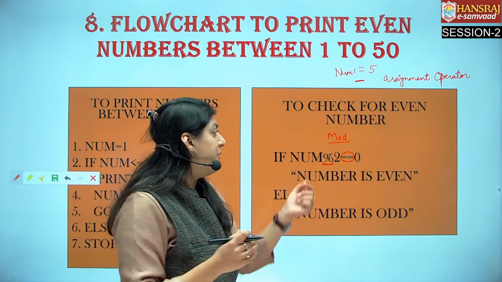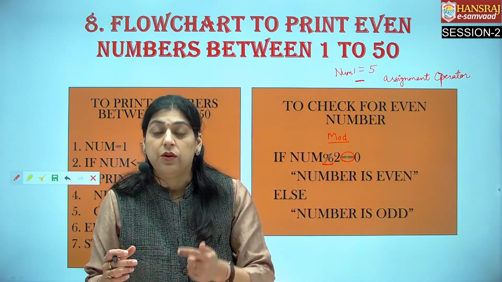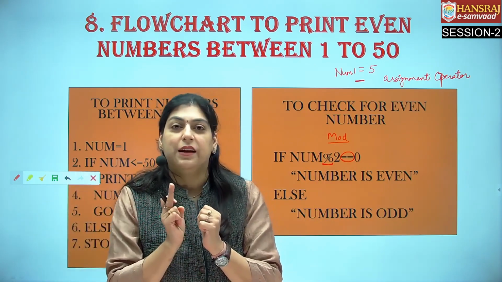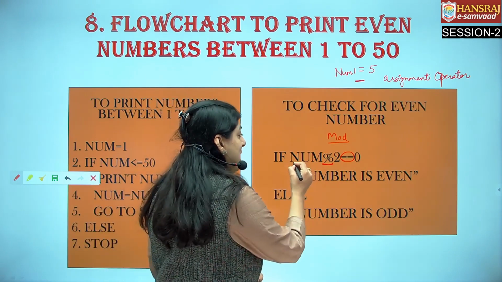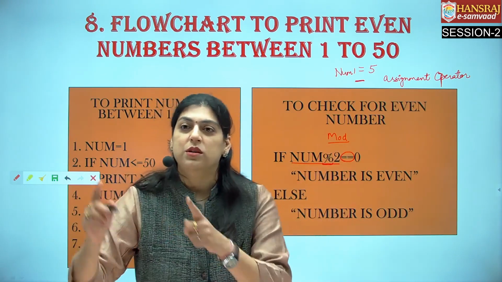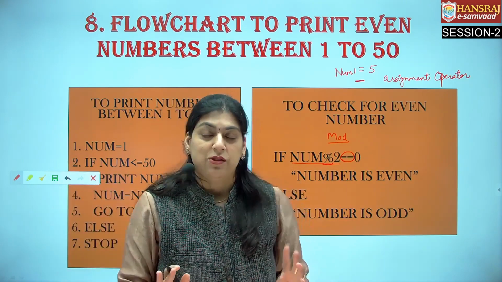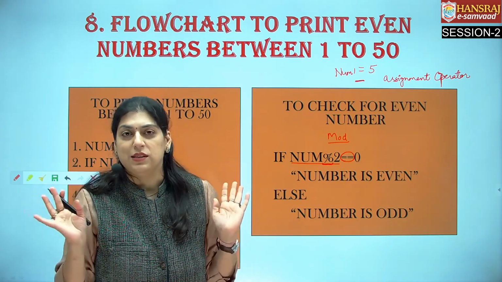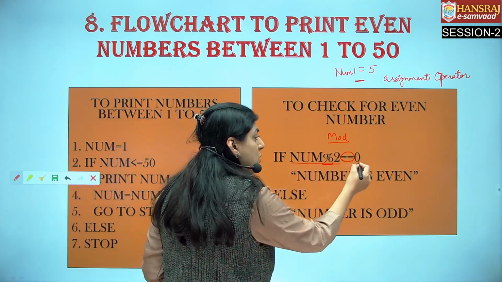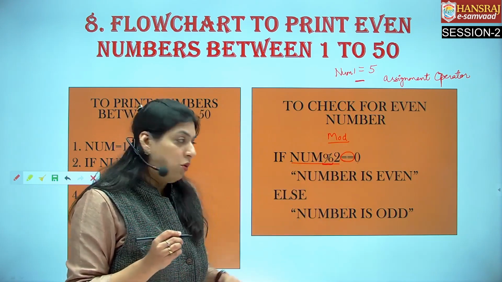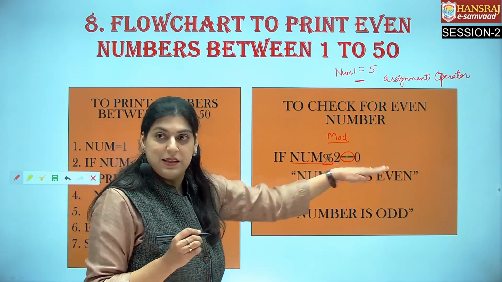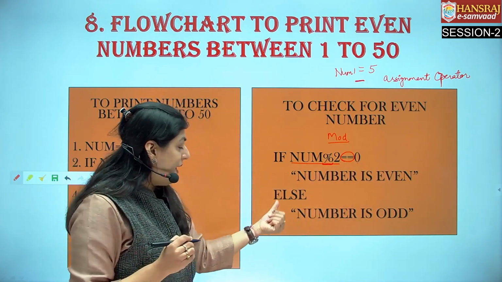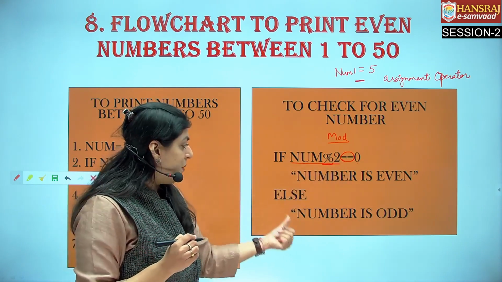We are checking whether this value is equal to 0 or not. I am not assigning the value 0, right? I am just checking whether the result is equal to 0. So this is double equal to, a relational operator. It will always give you True or False, right? If this is equal to 0, the condition is true, it will enter inside this condition and display the number is even. Else, if this condition is false, display the number is odd.